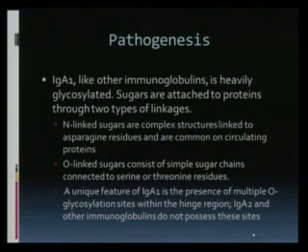IgA1, like other immunoglobulins, is heavily glycosylated, with sugars attached to the protein. You have N-linked sugars, which are complex structures linked to asparagine residues, and O-linked sugars, which consist of simple sugars.